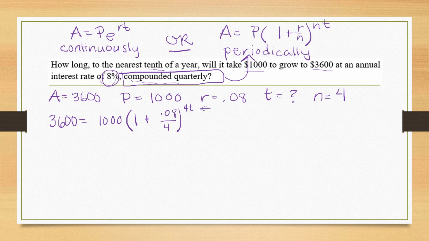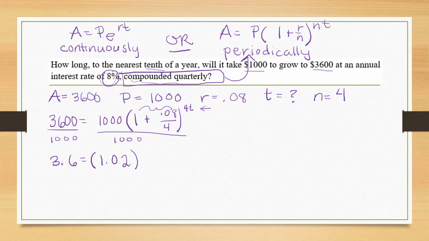So the first thing I am going to do is divide by 1,000. And 3,600 divided by 1,000 gives me 3.6. And I'm going to use my calculator and find out what that is. There's no variables in there, so I can get it as just a single number. 1 plus 0.08 over 4 is 1.02 as a decimal, and that's being raised to the 4t.